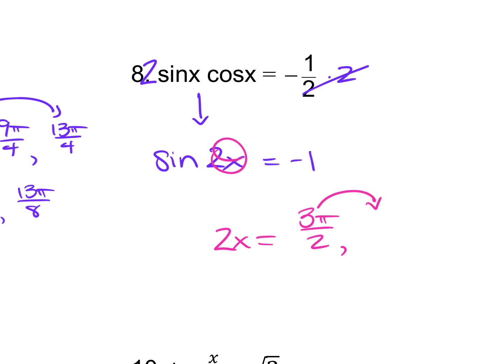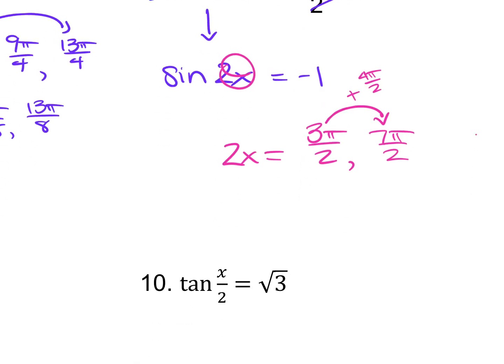Find the second possibility by adding 2 pi, in terms of halves, which is 4 pi over 2. That gives me 7 pi over 2. And then for our final answers, what do we do to these? Times 2 by the bottom. So I get 3 pi over 4 and 7 pi over 4.